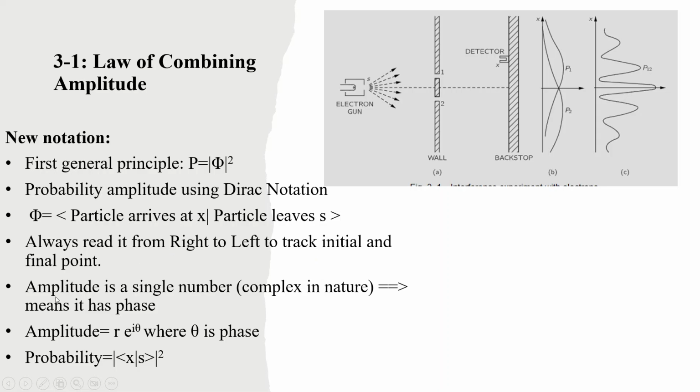Okay, so amplitude is a single number which is complex in nature, means it has a phase. So what is this phase? Let's say we have amplitude which is in the form r into e raised to power i theta, which if you know is a complex number where theta is the phase. So probability for a situation where it starts from S and ends at X can be given by the absolute square of it. Okay, I think this must be clear till now.